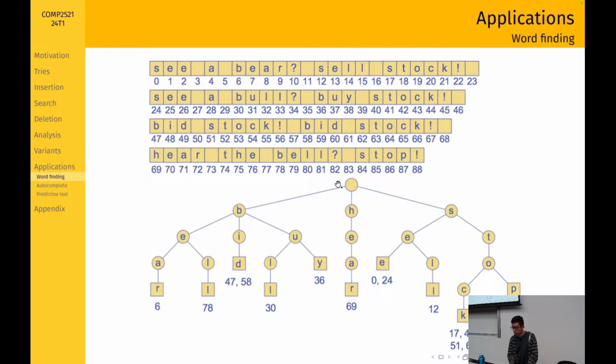What's a word that occurs lots of times? Stock. The last node on this path contains the numbers 17, 40, 51, and 62, and that tells us that the word stock appears at the indices 17, 40, 51, and 62. So if you have a really, really large document, then this trie will allow you to easily find where different words appear.